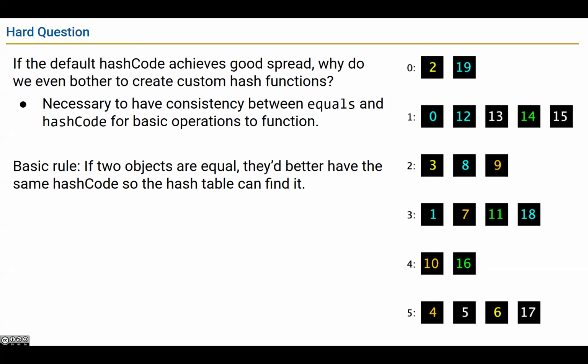Because two objects, wait, the default hash code is based on memory? Yes, the default hash code is just based off memory address. And if two things have different memory addresses, but are considered equal to each other, then they'll end up having different default hash codes.